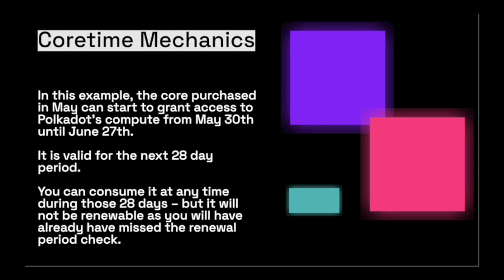So in this example, like we just said, the car purchased in May can start to grant access to Polkadot's compute from May the 30th until June the 27th, or 28 days. You can consume your car anytime during those 28 days, but it won't be renewable unless you assign your car with final finality before the start of the next sale. Otherwise, you can't renew it, right?